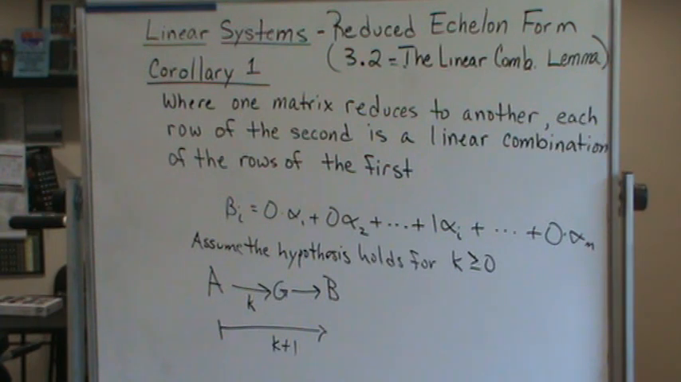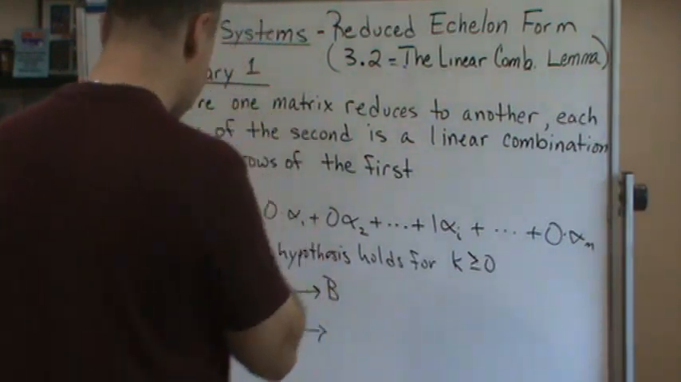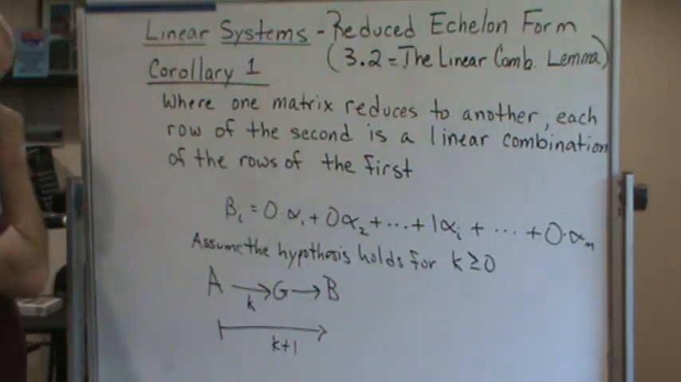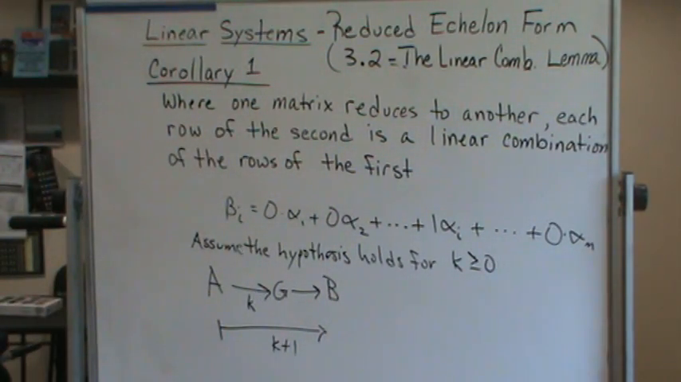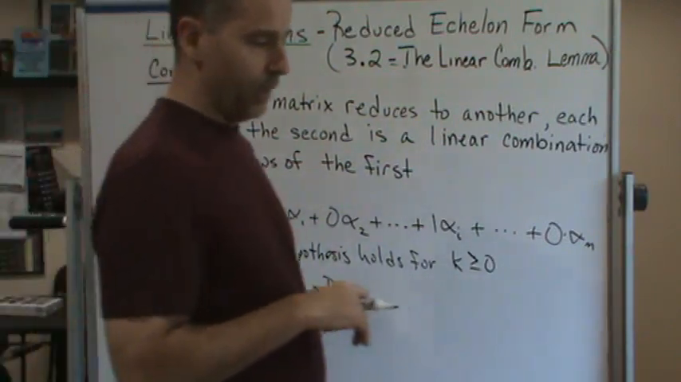So we'll verify that the rows of B are linear combinations of the rows of G. Then the linear combination lemma applies to show that the rows of B are linear combinations of A, which is what I just said, right? So now, let's go through the different elementary row operations. Let's talk about a swap, okay?